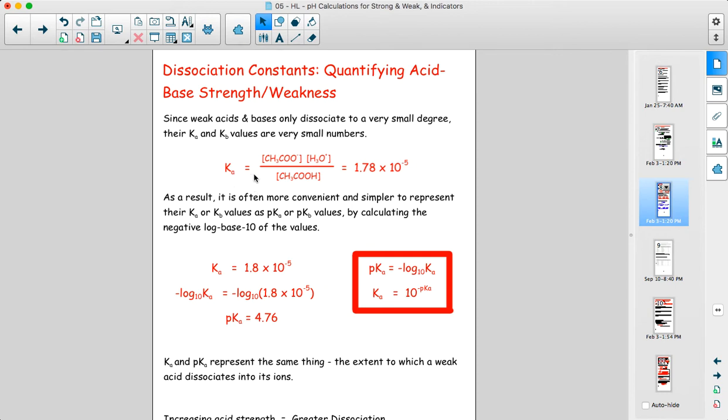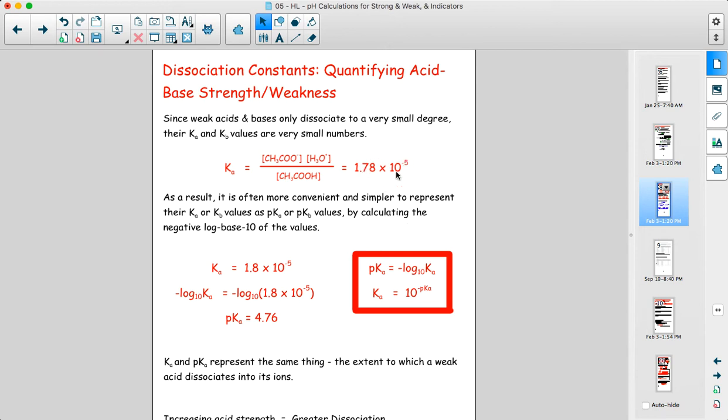Ka of ethanoic acid is 1.78 times 10 to the minus 5. These weak acids and weak bases dissociate to such a tiny degree that most of the time their equilibrium constants, the Ka's and Kb's, are these tiny decimal numbers, right? This is 0.0000178, or 1.78 times 10 to the minus 5. That's a very small number, and it's kind of a big, clunky number with scientific notation.